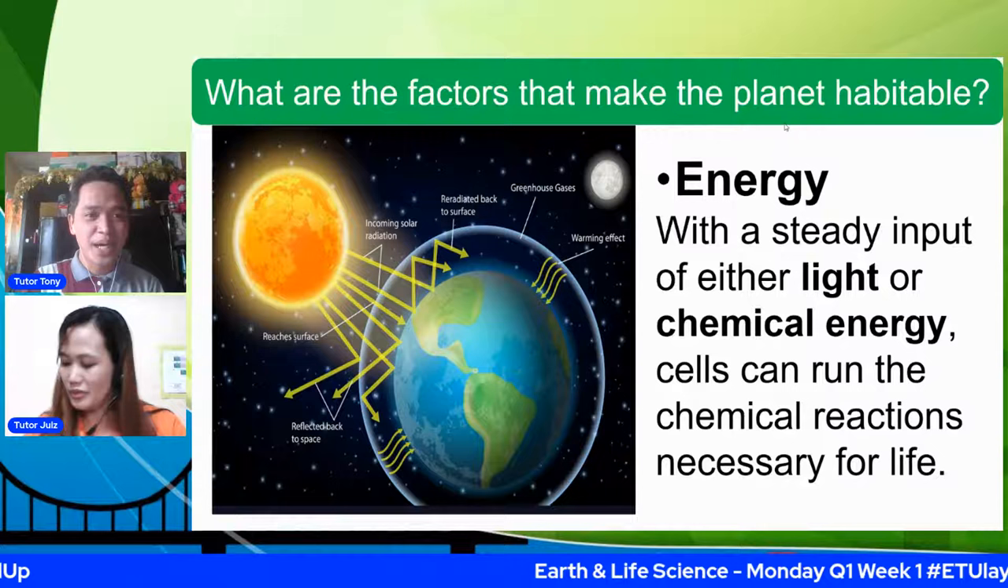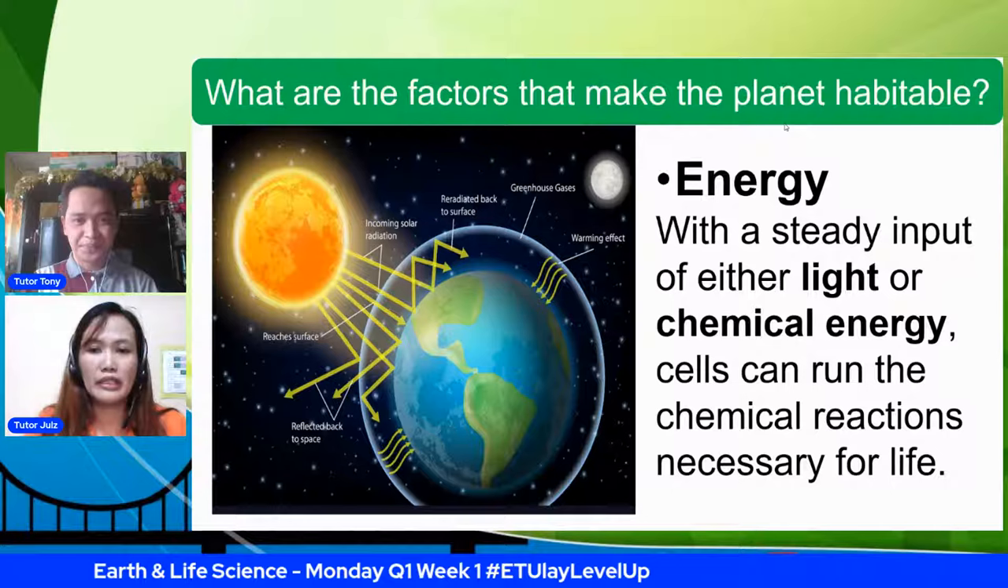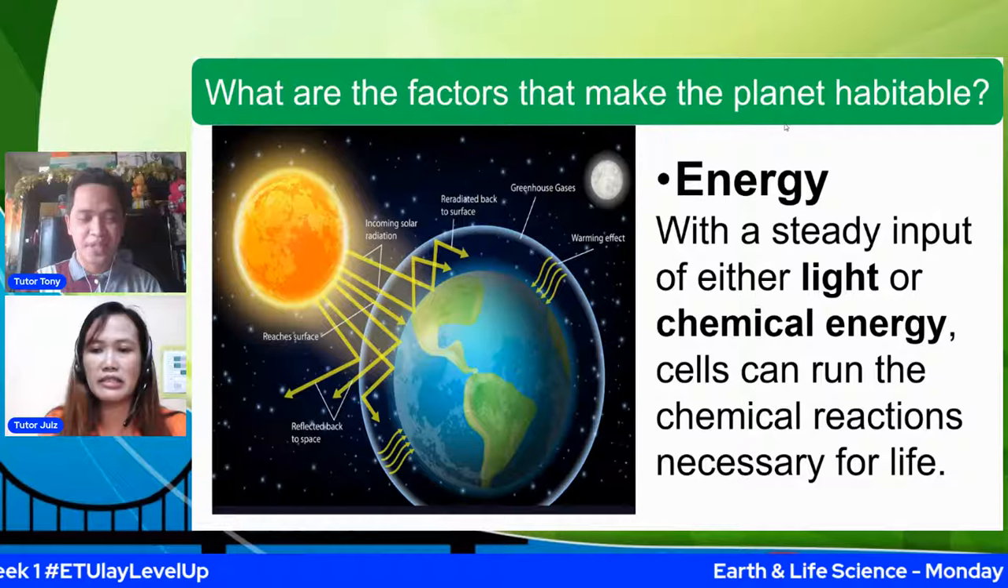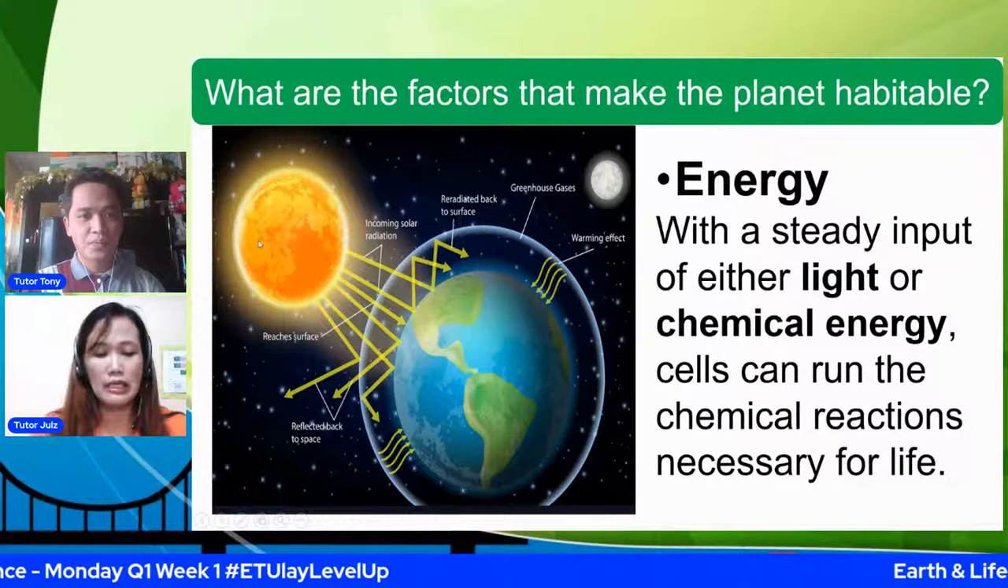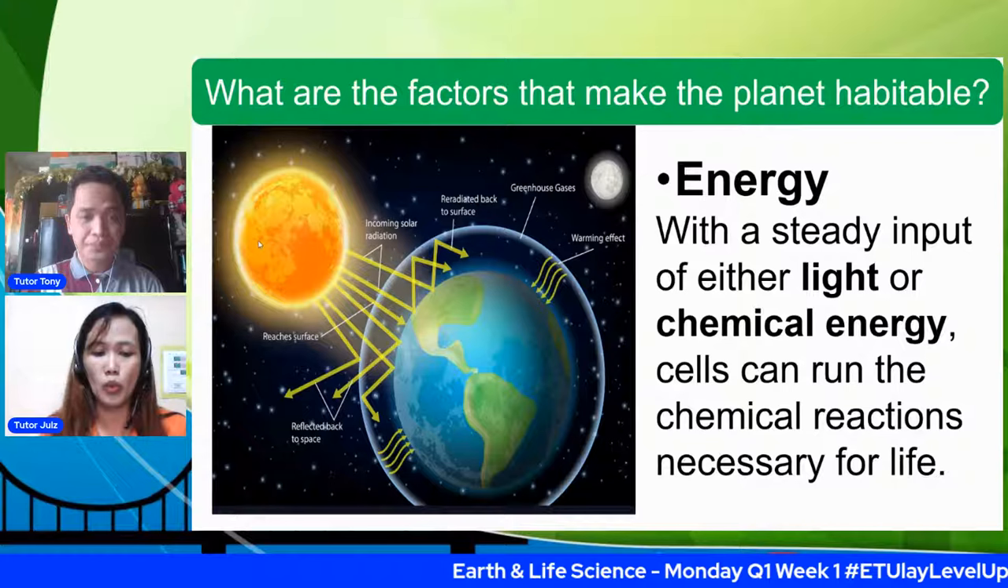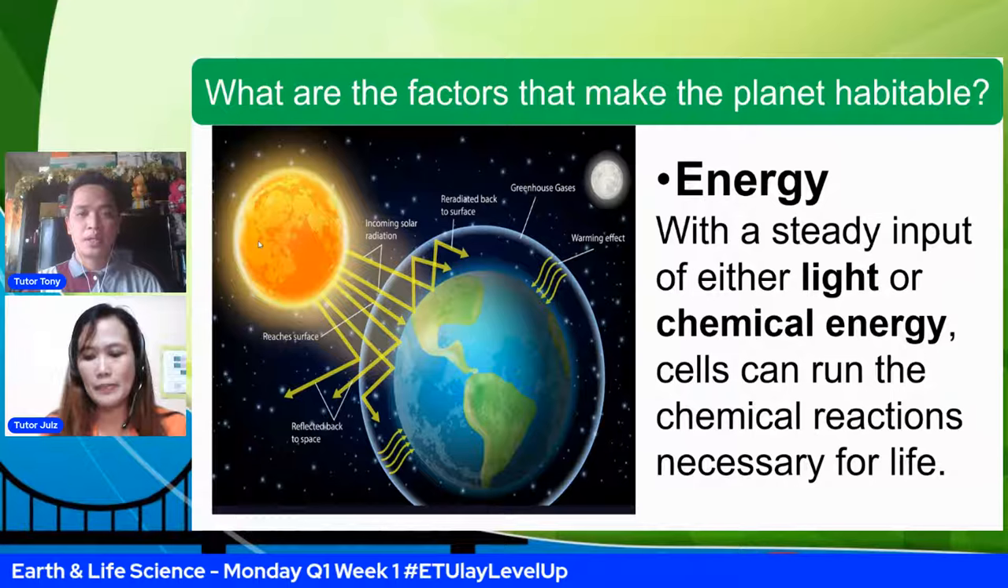And the third one is energy. With a steady input of either light or chemical energy, cells can run the chemical reactions necessary for life. The planet Earth is habitable because it has the right distance from the sun. Nakikita niyo naman yung picture dyan, right distance from the sun, has suitable weather and climate that can provide water, oxygen, and other useful products for humans. Tama po yan, no?